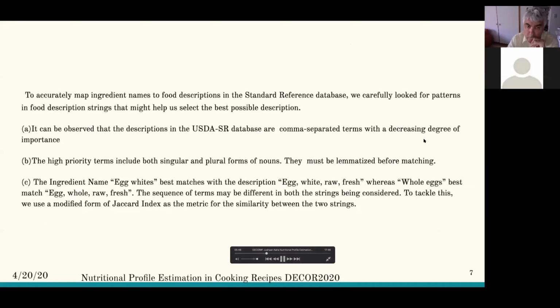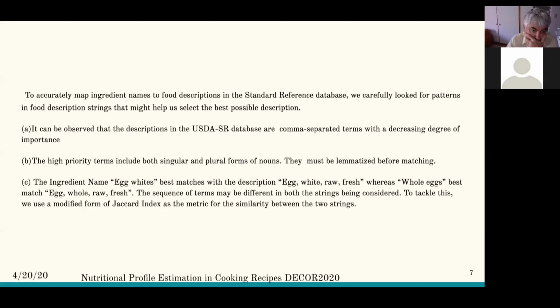Generally, if you can see the C point, it's egg, white, raw, fresh. So egg is the most important part. That is the part that we have to match first, and then white, and then raw, and then fresh. So yes, USDA has comma separated terms with a decreasing degree of importance. The high priority terms include both singular and plural forms of nouns, and they have to be lemmatized before matching. For this, we use the NLTK library for lemmatization.